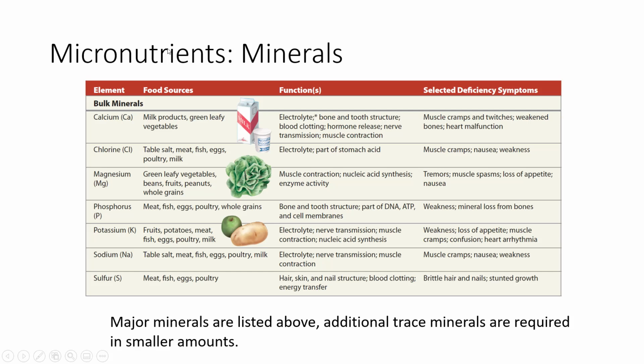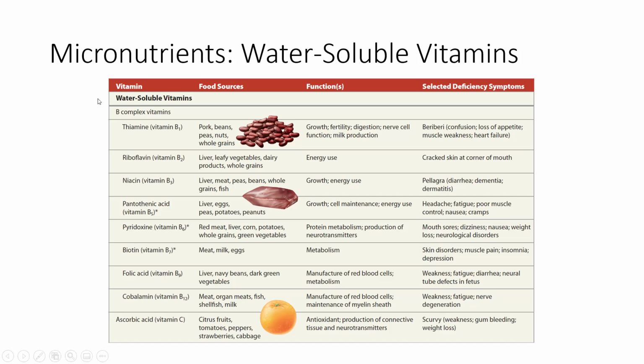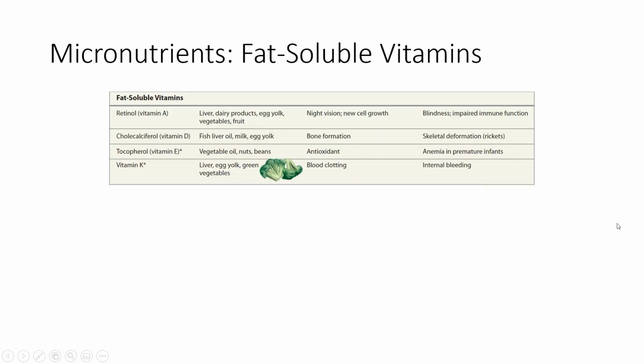Micronutrients. So there's two major types of micronutrients. We have the minerals and vitamins. Minerals are listed here. These are all the major minerals. And then there's trace minerals that are required in smaller amounts, and those are not listed. Micronutrients, there's water-soluble vitamins and there's fat-soluble vitamins. So these are all the water-soluble vitamins, and then these are the fat-soluble vitamins.